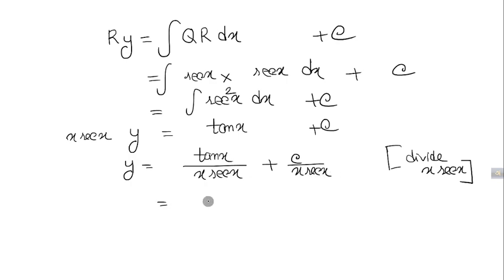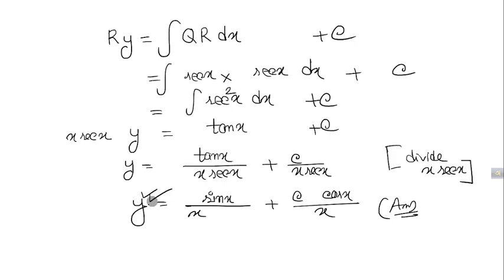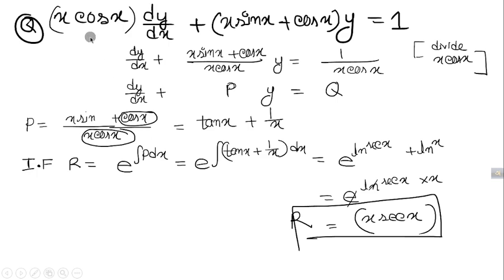And if you simplify this term, you will have sin x here, and then c cos x divided by x. So it's our answer. Our goal was to find y, and we have successfully found y. So by this equation I can solve this differential equation.